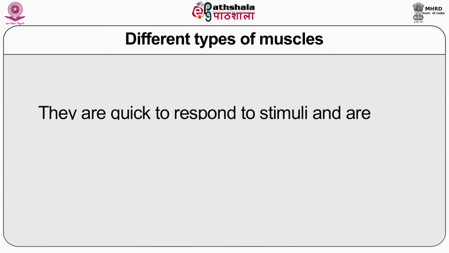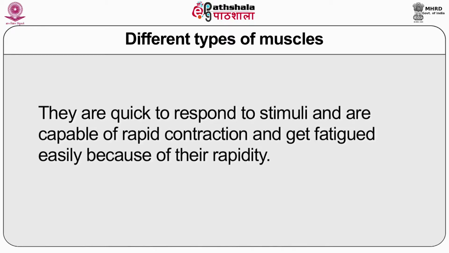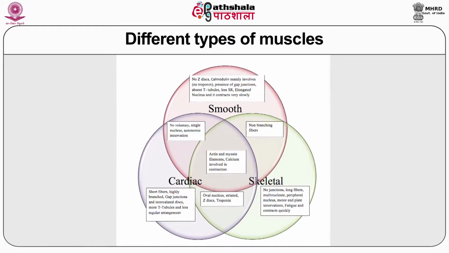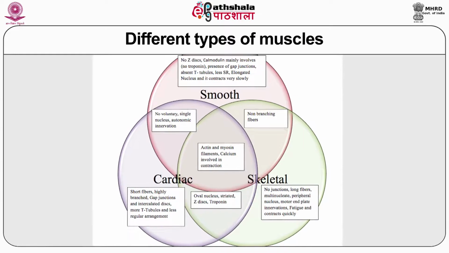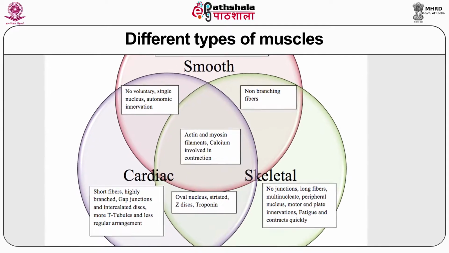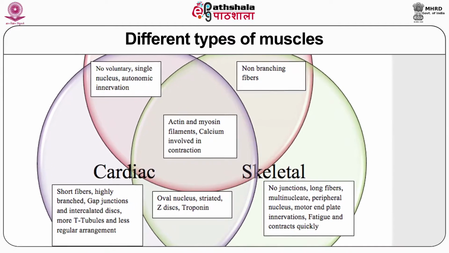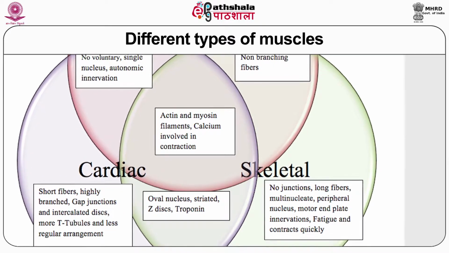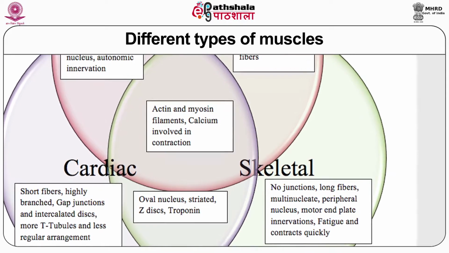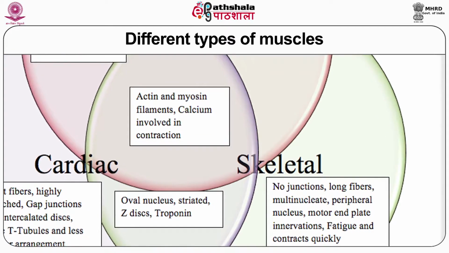They are very quick to respond to stimuli and are capable of rapid contraction, and that's the reason they get fatigued very easily. Each muscle fiber is cylindrical, multinucleated, and consists of groups of myofibrils. These myofibrils are in turn made up of myofilaments of three main types: actin, myosin, and tropomyosin. Examples of skeletal muscle include all the muscles of the body wall.